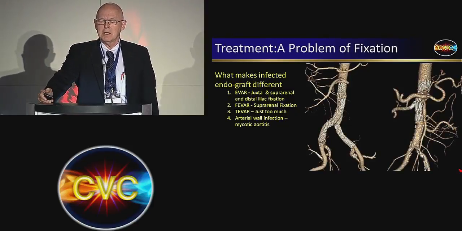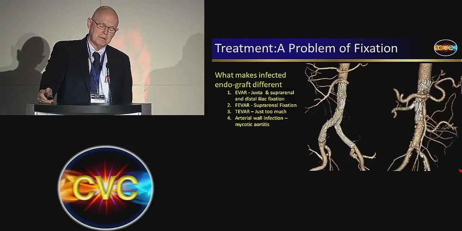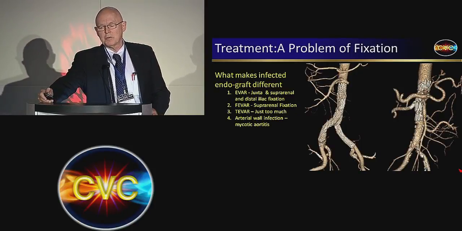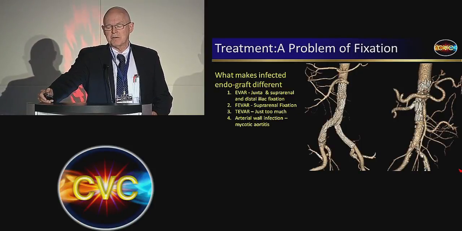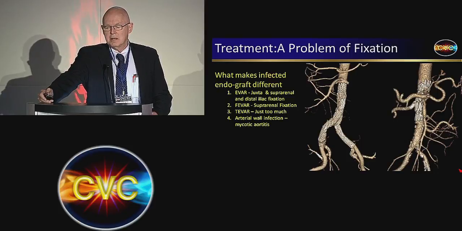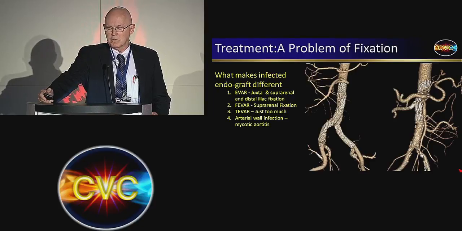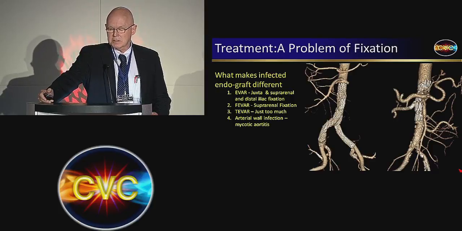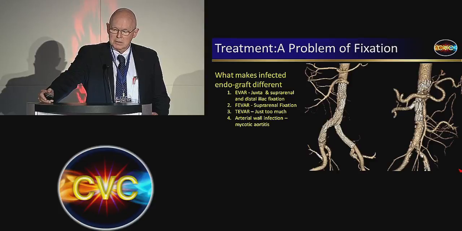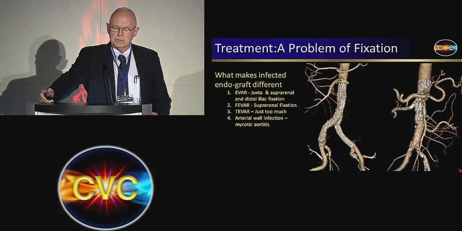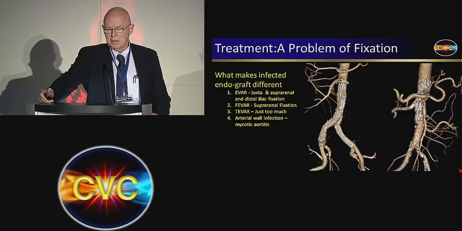In treatment, what makes endovascular repairs different than open repairs? It's really the problem of fixation. And it's because, as you can see from an EVAR, if we do the optimal placement, we're from just below the renals to the bifurcation of the iliacs, internal and external iliac, to get maximal fixation. But this also means that to go in and take this graft out, it's more complicated.